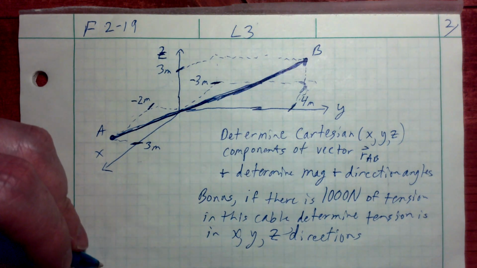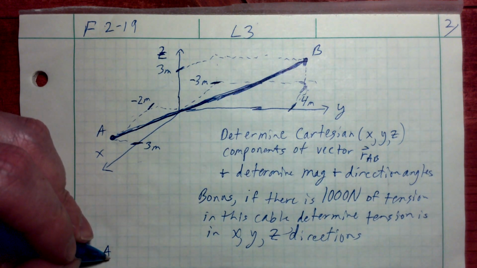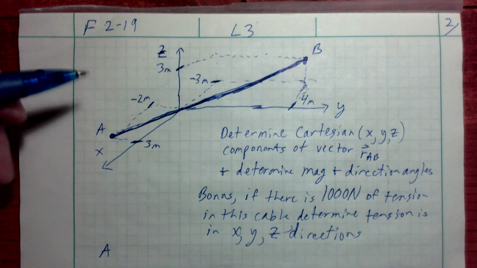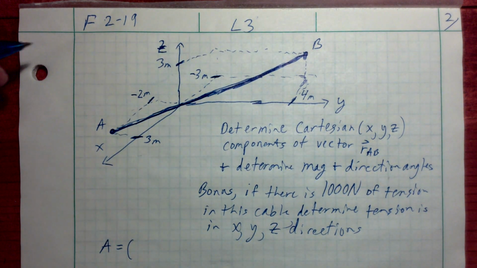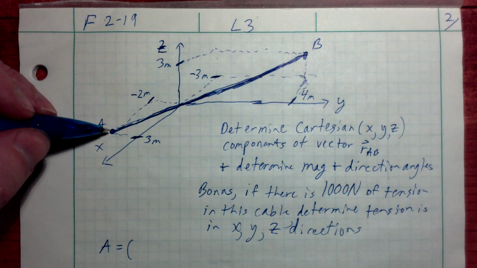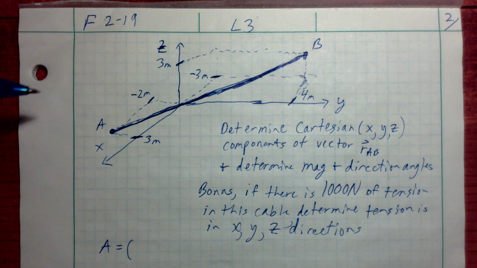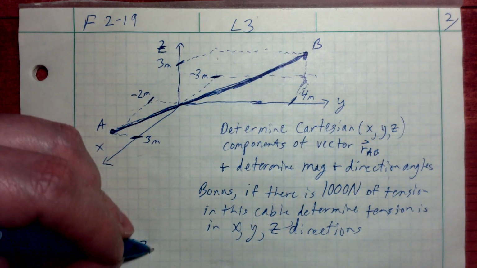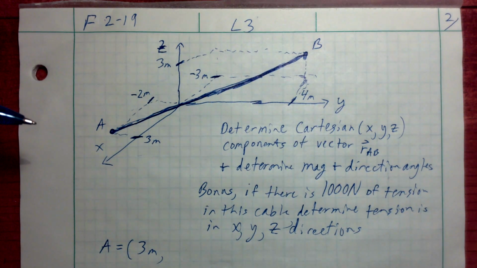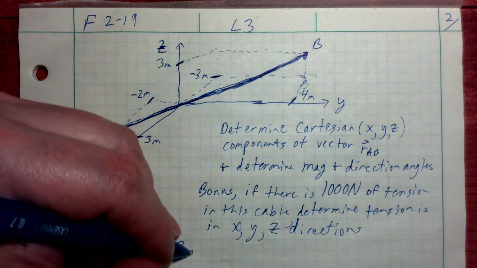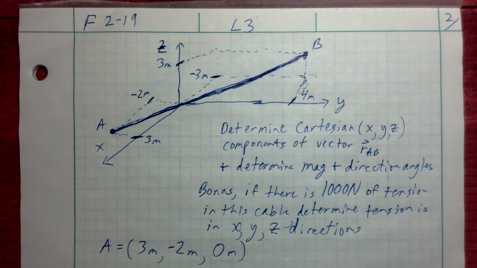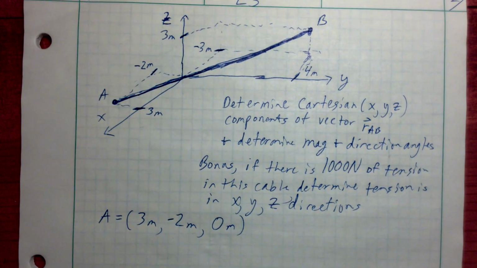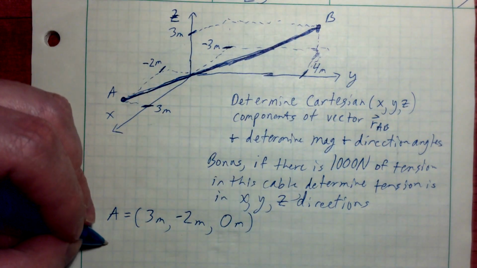So what do we do here? Well, this is what I like to do when I work. This is a problem where I'm going to need to use position vectors. What I like to do is make sure I know the X, Y, Z components or coordinates of each point involved whenever I have to build position vectors. So point A, for example, is at a positive 3 meters in the X direction. It's at a minus 2 meters in the Y direction, and the Z direction is 0 meters. It's in the XY plane. So it's not up or down, it's right on the XY plane.